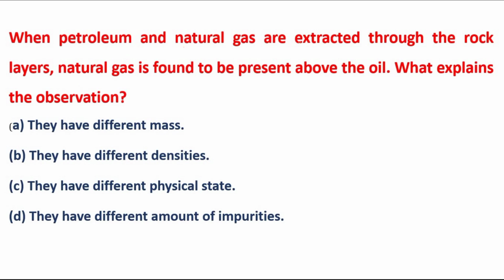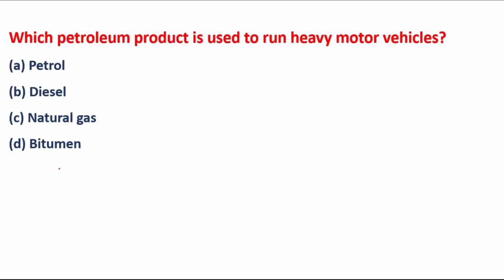Here we go with the next question. When petroleum and natural gas are extracted through the rock layers, natural gas is found to be present above the oil. What explains the observation? It explains that they have different densities. Therefore, the correct answer is option B. As petroleum and natural gas have different densities, they do not mix with each other and they form different layers. Option B is the correct answer for this question. Here we go with the next question.